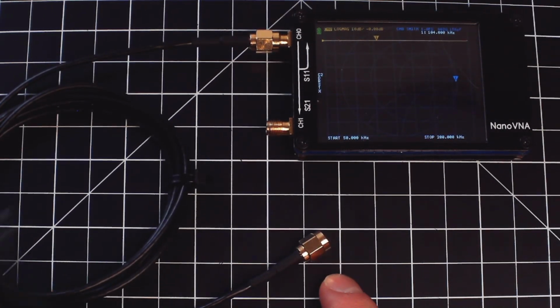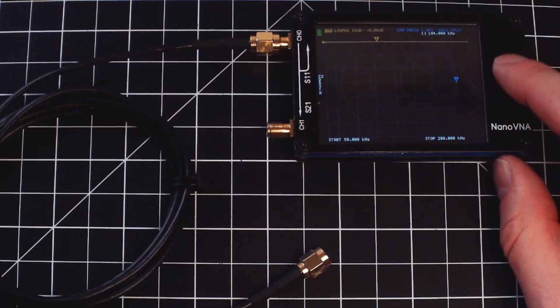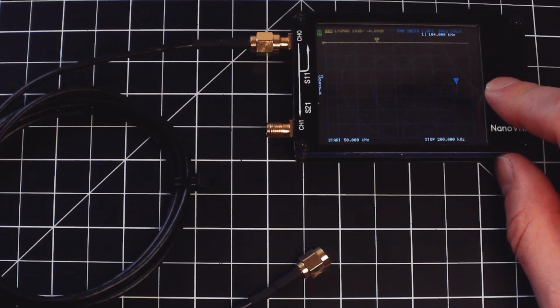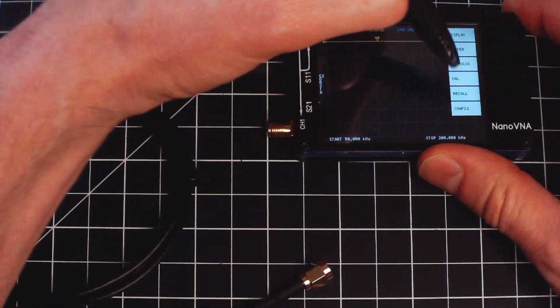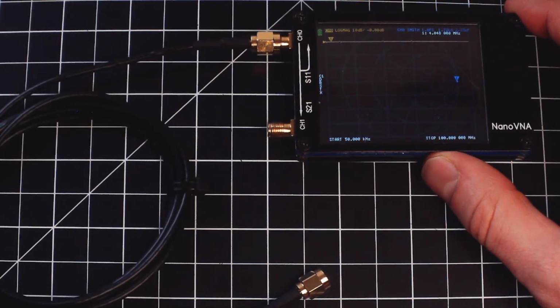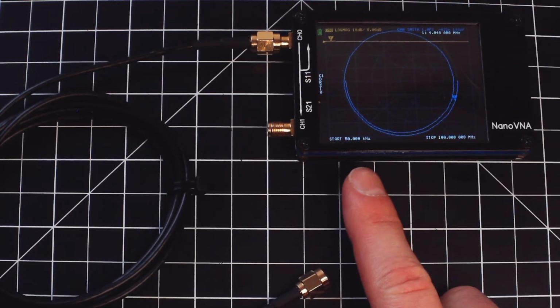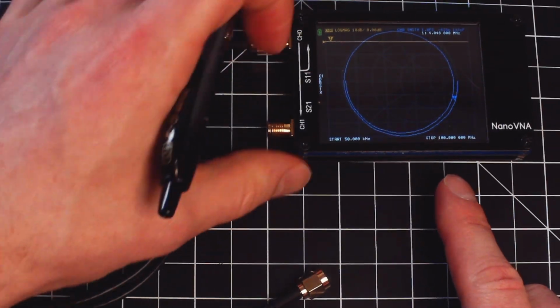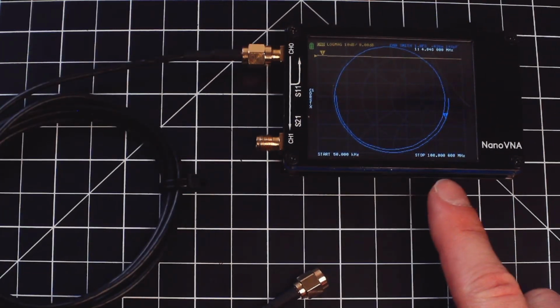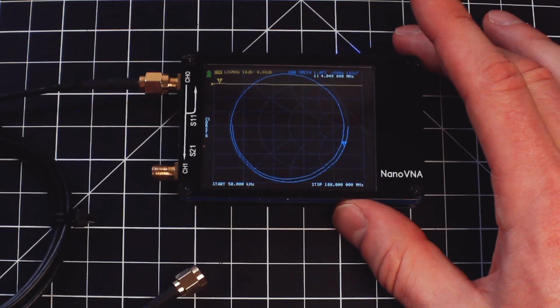Okay, so you notice I've removed the short circuit from my load here, which means I am now back to the open circuit condition on my Smith chart here. Now what I'm going to do is recall one of my settings here. And you can see all I've done is increase the stop frequency so that it's going from 50 kilohertz all the way out to 100 megahertz.